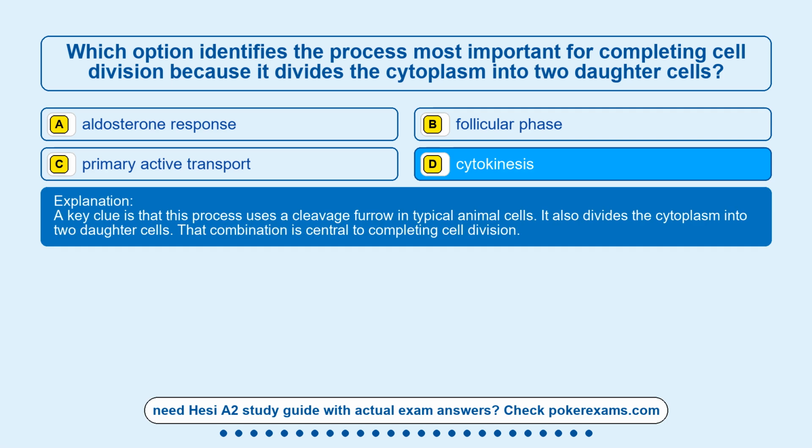A key clue is that this process uses a cleavage furrow in typical animal cells. It also divides the cytoplasm into two daughter cells. That combination is central to completing cell division.